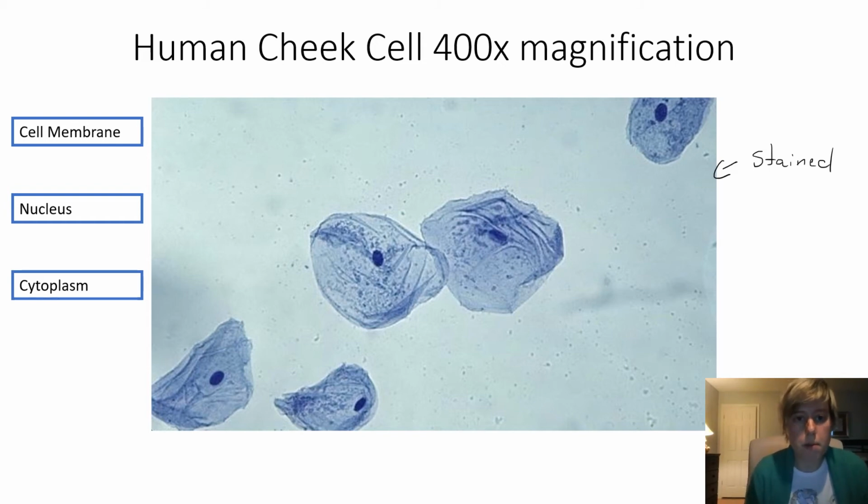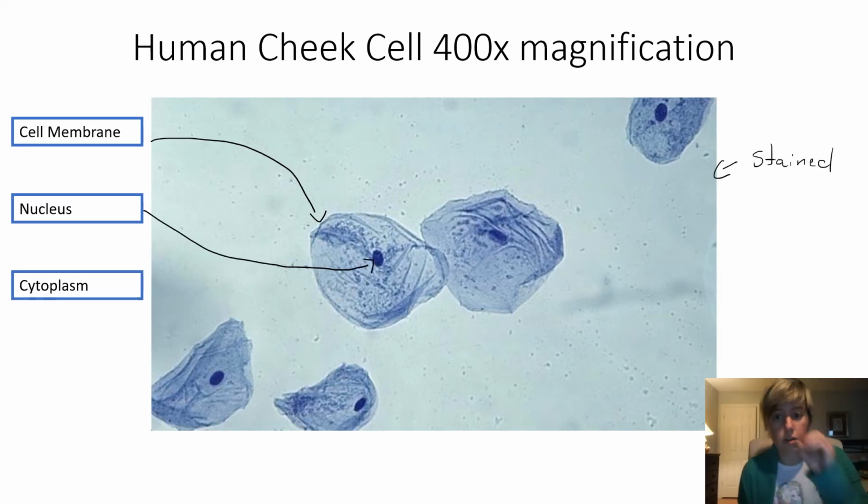So our cell membrane would be the outside surrounding of our cell. Our nucleus would actually be that dark, round component inside the cell, and it's very, very big and very, very dark. That would be our nucleus. And then our cytoplasm, again, would be that seemingly empty space.